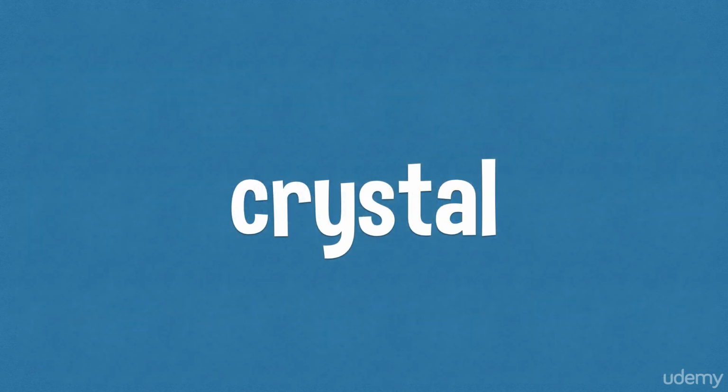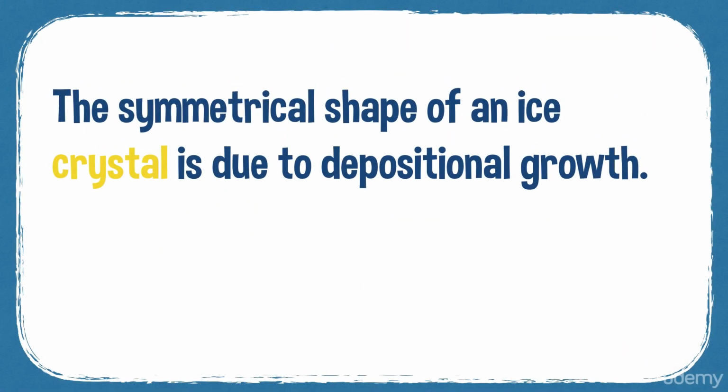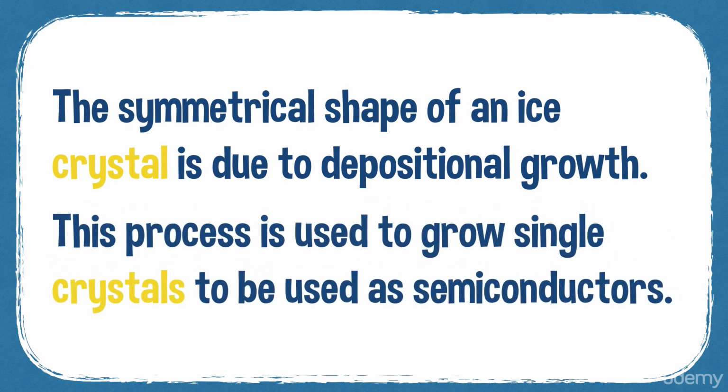Your next word is crystal. Crystal. So a crystal is a small piece of a substance that has formed naturally into a regular shape, a symmetrical shape. A little bit like the diagram shows you here. So, for example, the symmetrical shape of an ice crystal is due to depositional growth, and it's usually grown in a symmetrical way. This process is used to grow single crystals to be used as semiconductors.